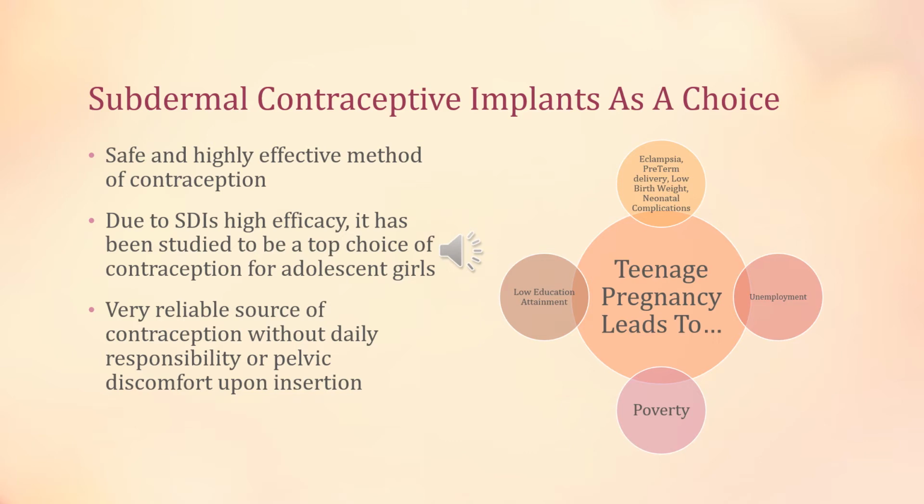One of the things that contraception does help prevent overall is teenage pregnancies. Teenage pregnancies can lead to low education attainment, unemployment, poverty, and health disparities like eclampsia, preterm delivery, low birth weight, and neonatal complications.